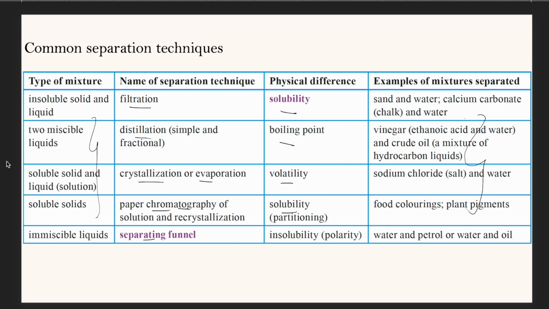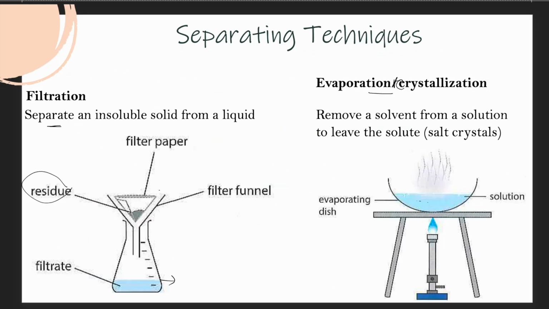Right. So we talked about the difference of matter categorized as two, pure and mixture, homogeneous and heterogeneous, and pure substances are elements and compounds. We also talked about the separation techniques like filtration, distillation, crystallization, paper chromatography, and so on. Okay, so let's go back.